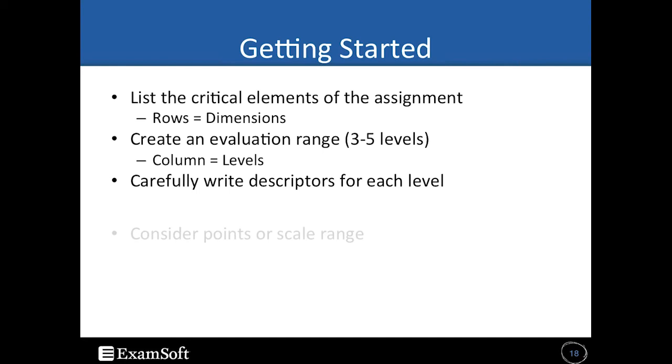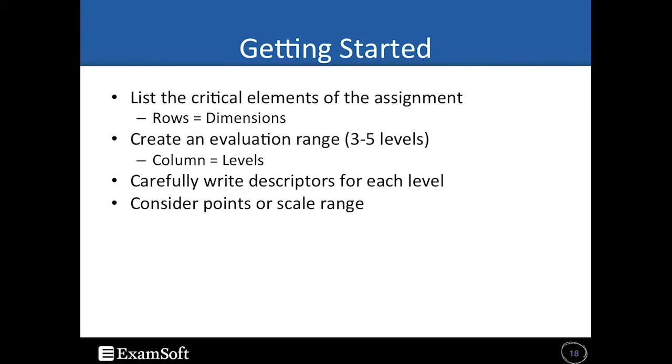And then your next step is going to be to carefully write descriptors for each one of those levels. And the best tip that I can give you here is to go ahead and write your best level. So your awesome, exceeds expectation. You go ahead and write your description of that, and then you just change little pieces of that wording to go down in your evaluation range. So I'll show you an example of what that might look like once we get into the portal. But you have to have those really good descriptors for each level so that the people who are grading, which might not always be you, but the people who are grading will all know what each level means.